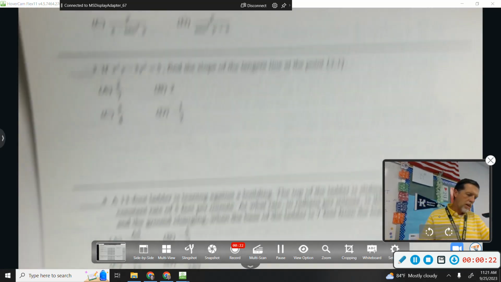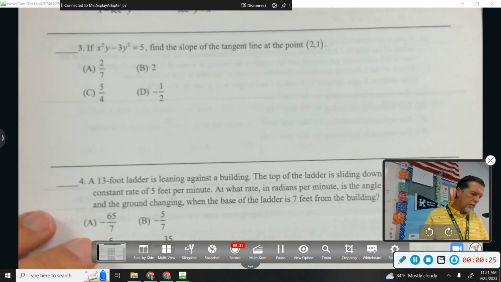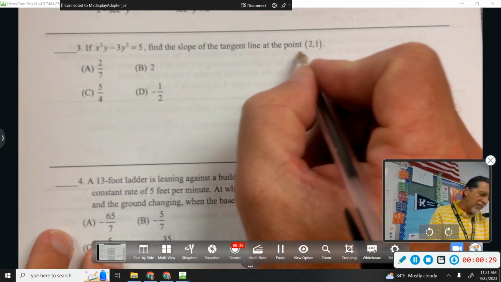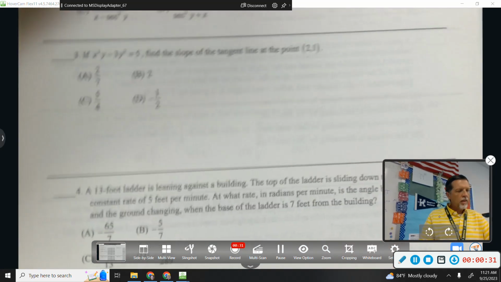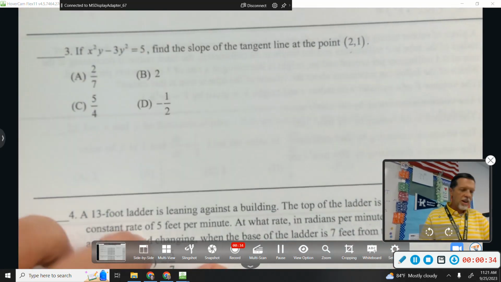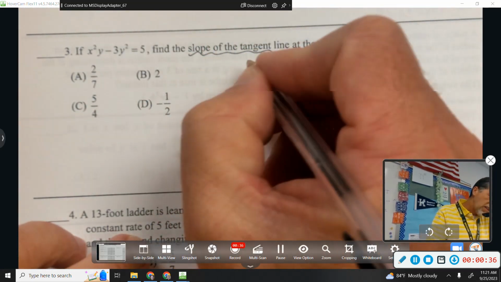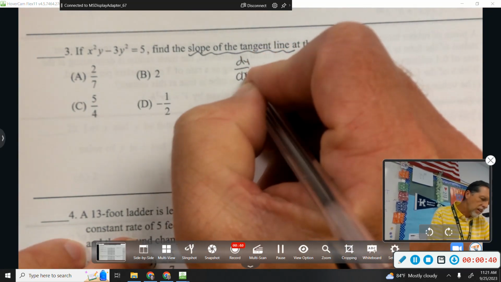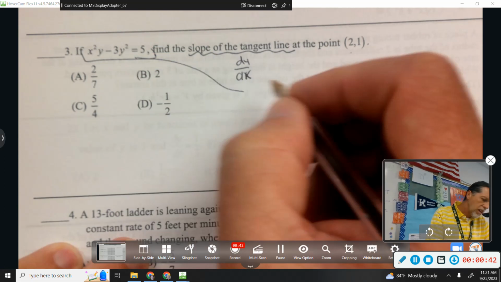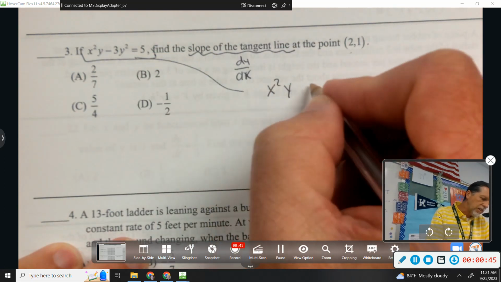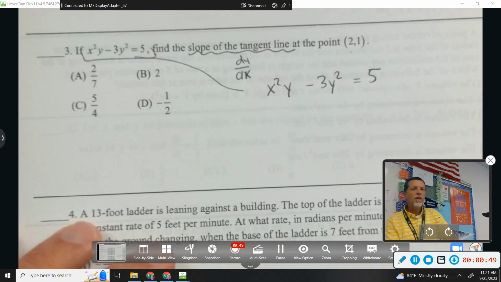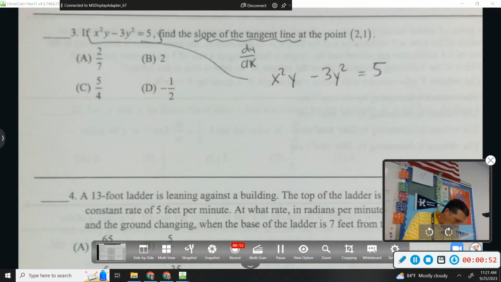Alright, number 3. If x squared y minus 3y squared equals 5, find the slope of the tangent line at 2, 1. So slope of the tangent line, that means derivative, that means dy dx. So let's find the derivative of this thing. In fact, let's get some help to find the derivative of that thing.